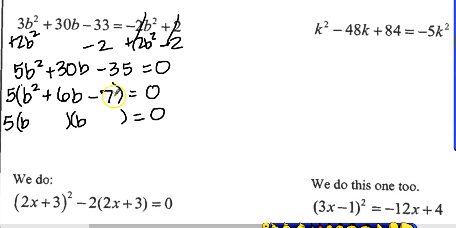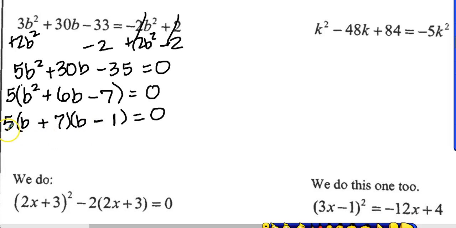And then let's go look at our factors for 7. The only way to get 7 is 7 times 1. So it's also negative, which means one of those two must be negative. So let's look at the middle term. It's positive 6. So which one should be positive? 7. And the b should be negative. So it's pretty easy to factor that one out.